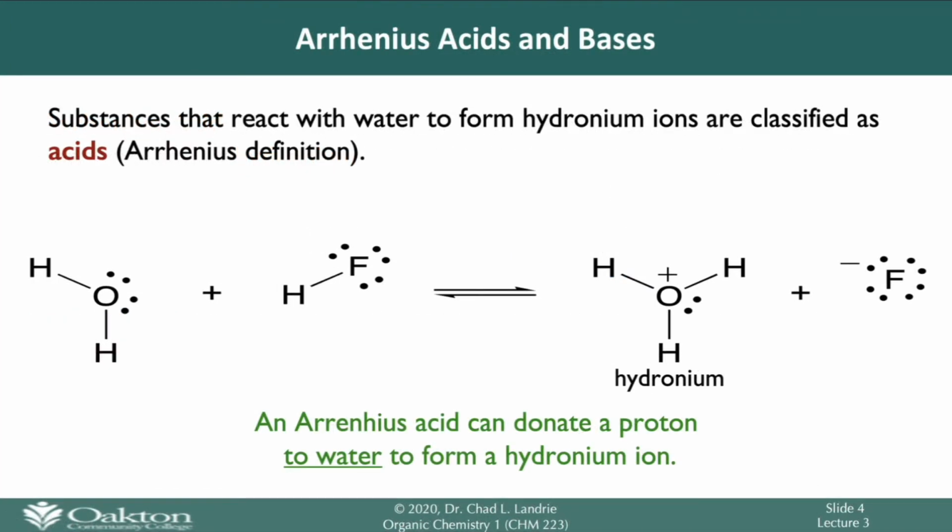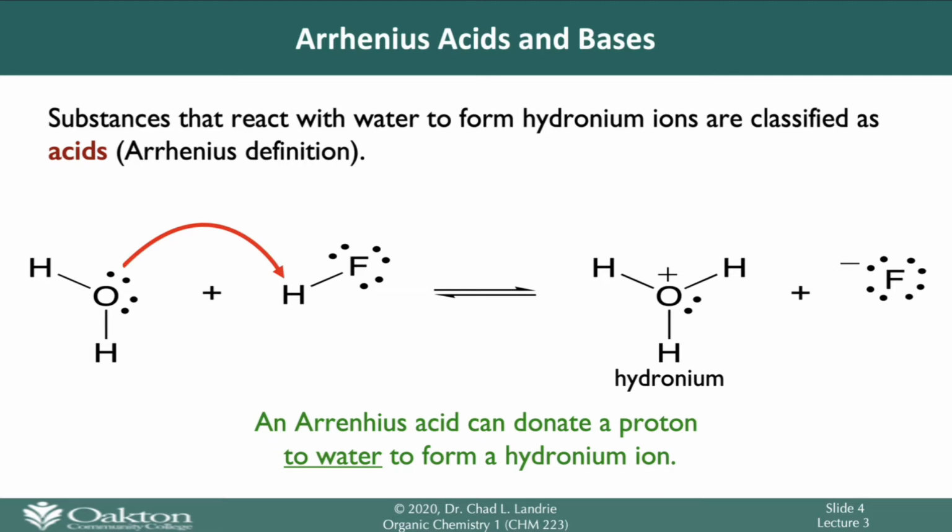Let's look at an example of an Arrhenius acid. Hydrofluoric acid, HF, is an Arrhenius acid. When you add it to water, it produces a hydronium ion and a fluoride ion, seen on the right-hand side of the screen. We can actually draw arrows to show how this transfer is taking place. In this red arrow, we see that a pair of electrons on water is being used to form a new bond to a hydrogen atom in hydrofluoric acid.